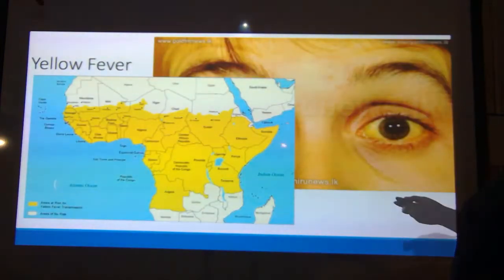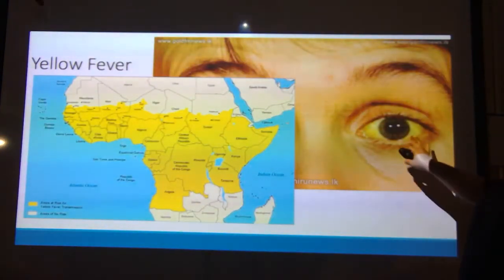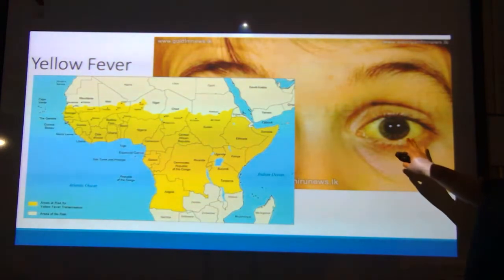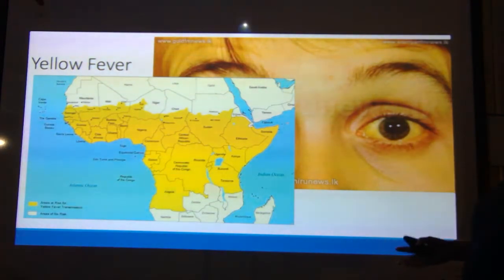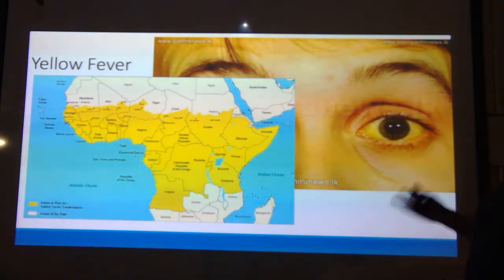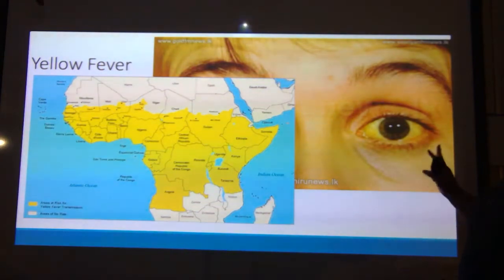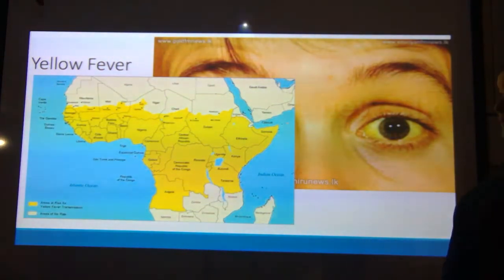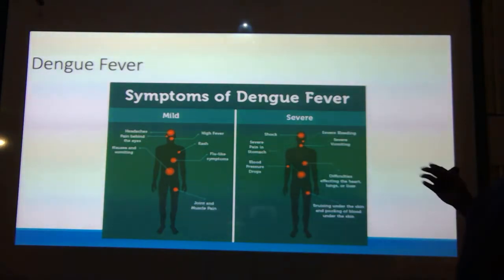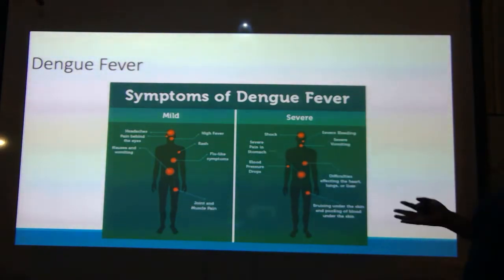Yellow fever is found in Central Africa. You can see here that this man's eyes are yellow. Instead of the whites of the eyes, they're yellow, and that's because of the bilirubin in their bloodstream that shouldn't be there. With dengue fever, you kind of have two levels of symptoms.